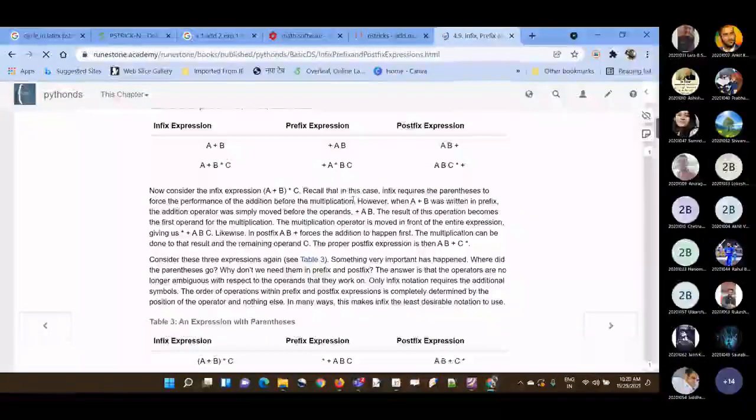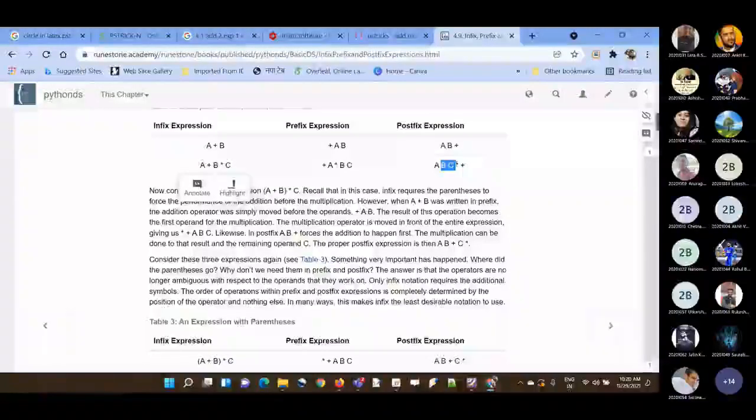Okay. Then you will be getting what? B, C, and then star. It means this star is going to be applied between B and C. So you will be getting B star C. Once you get B star C, then we have two quantities. One is A and then another one is B star C. So you apply this addition. This addition is going to give us A plus B star C.